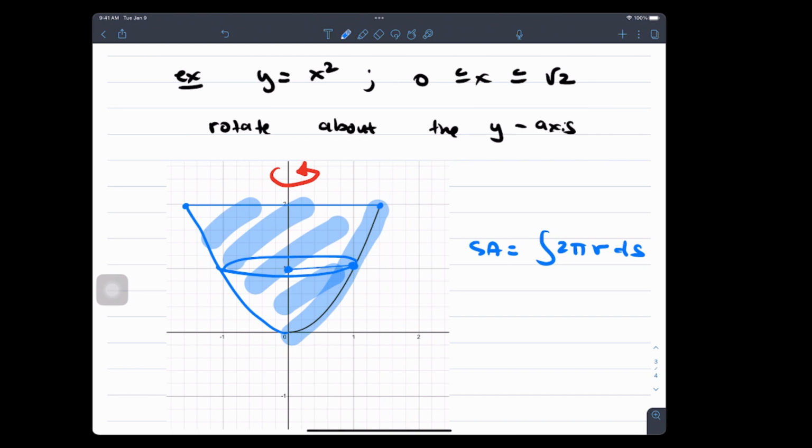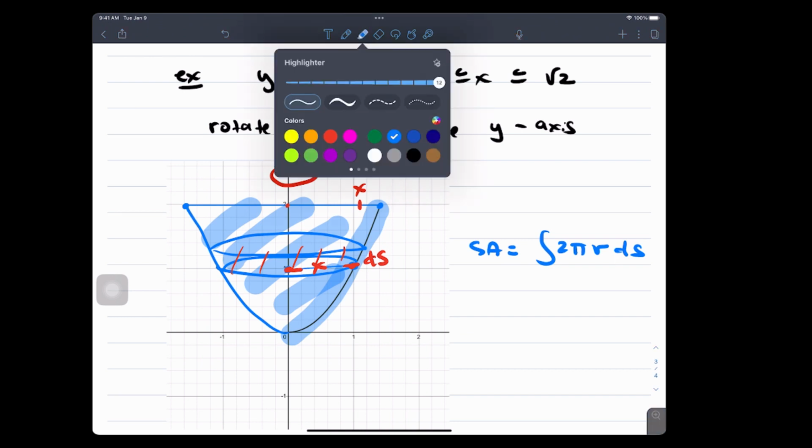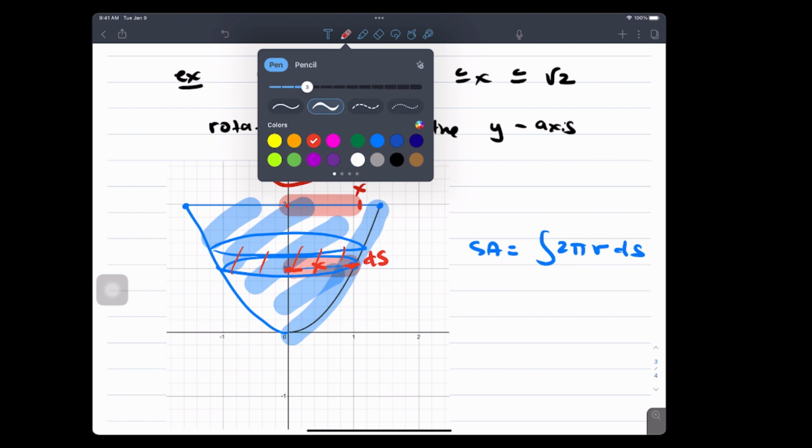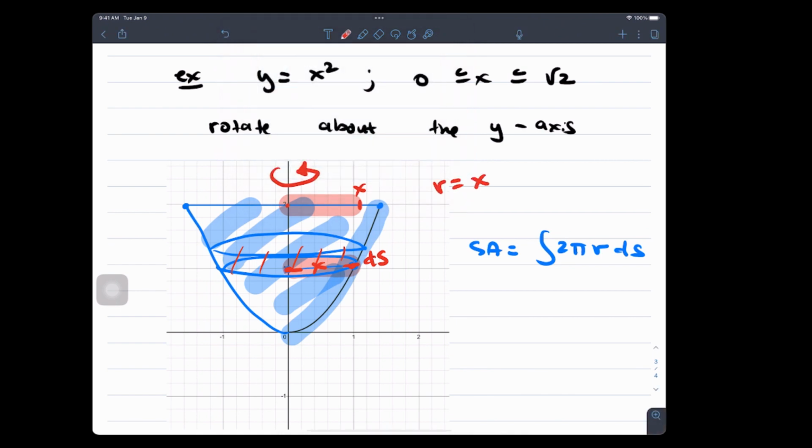Right? So if I said to you guys, let me see if I can draw this. I'm going to draw this picture here. This is my ds, right? But then what is the radius here? That distance, ladies and gentlemen, here is your arbitrary x value, right? Between 0 and the square root of 2. So this horizontal distance is just x. So in this case, the radius is x.